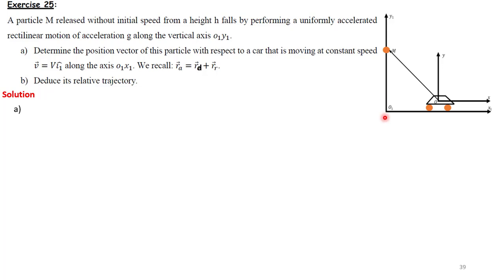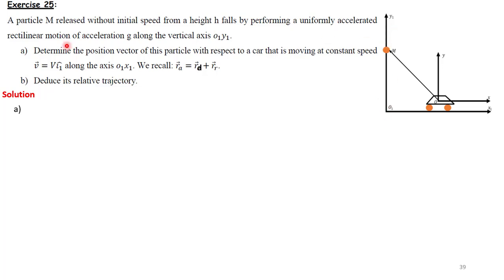So we know that an observer at O1 will see the object M moving downward vertically. But for an observer in a car that is moving to the right, the object M will appear differently. The object M will have a position vector different than the position vector observed by O1. So, in fact, this is to say that OM is different than O1M.